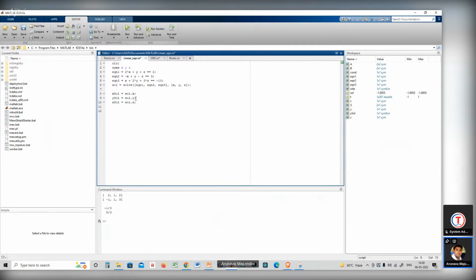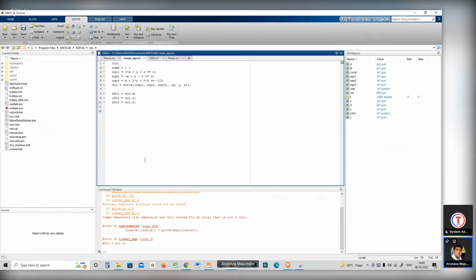So sol.x, sol.y, sol.z. Now you can use this. I think there is something, some problems here. Okay, let's forget about it. So you can also use this command, solve, other than the linsolve command.